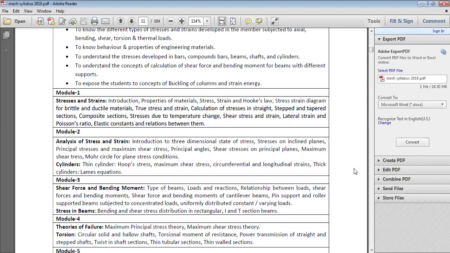In today's class, we'll deal with pure bending, the bending equation, or you can call it Euler-Bernoulli's beam theory. Before we start with this, let's look at the syllabus we have for our third semester mechanical engineering, mechanics of materials.